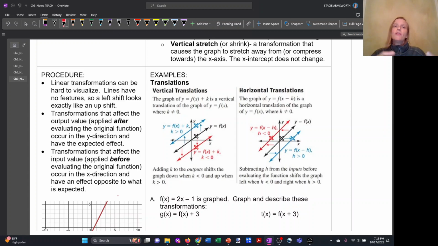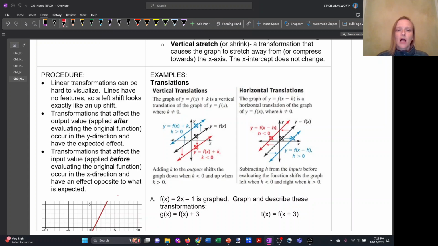Now, one thing that you're going to notice again and again as we go through this is that some of our transformations occur to the output value. The change happens after you've already calculated the function, the value of the function. Other transformations occur to the input value before you even plug it into the equation. And we're going to see a pattern in how we handle those transformations.